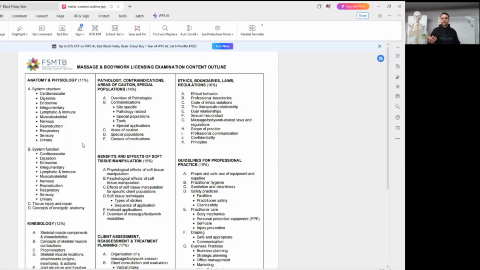So, like I said, it doesn't have to be super detailed, but just have a general basic understanding of what these systems do and what the structures within those systems do, and essentially where they are.